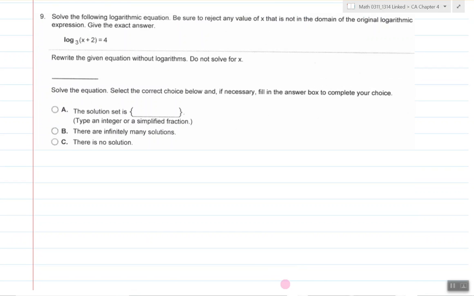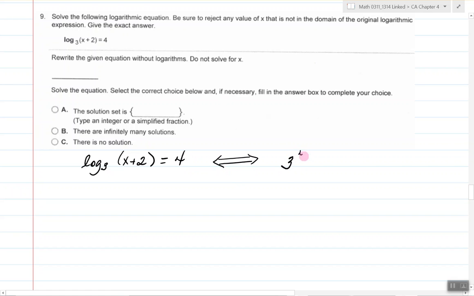All right, number 9, a little more complicated, but that will make it just more fun. I have the log base 3 of the quantity x plus 2 is equal to 4. I do have a single log expression. I'm going to rewrite it as an exponential. The base is 3, it's raised to the 4th power, and it's equal to x plus 2. So I'm going to turn it around. X plus 2 is equal to 3 to the 4th.